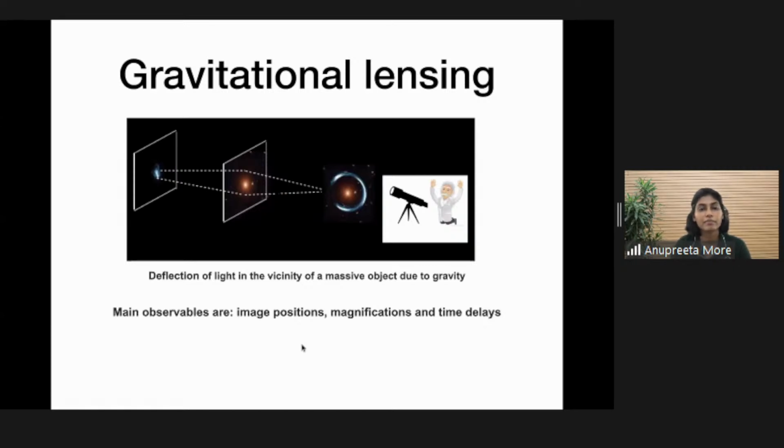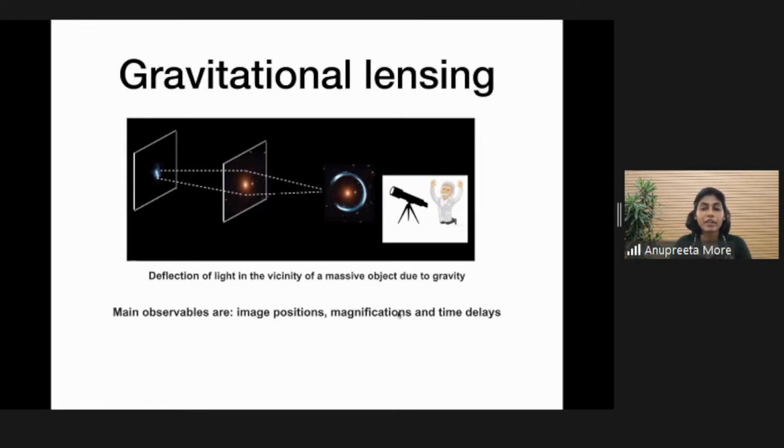Yeah, so in gravitational lensing, we expect to see deflection of light rays from a distant source due to the mass of an intervening object. In strong gravitational lensing specifically, the source is sufficiently well aligned with the foreground lensing object that we can see multiple lensed images, as you can see here in this cartoon. So if you remember, the main observables in the strong lensing phenomena are the positions of the multiple lensed images, their magnifications, and the time delays.